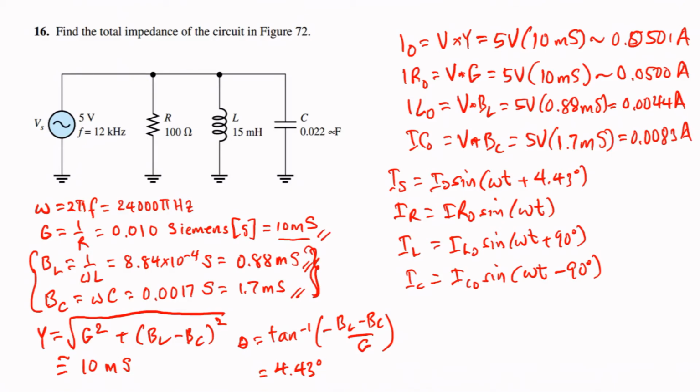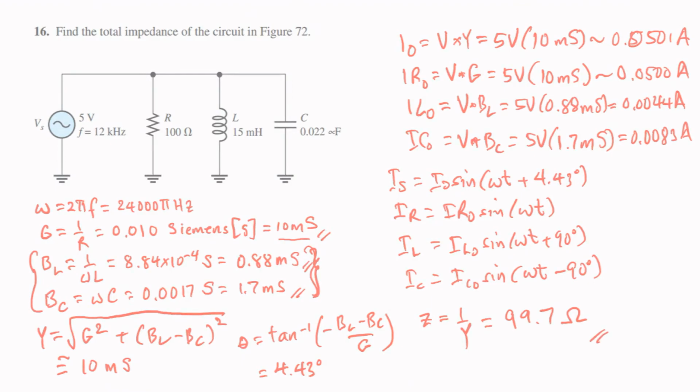One last thing. We're asked for the total impedance, and the total impedance is just the reciprocal of the admittance. If we solve for that, this is about 99.7 ohms.